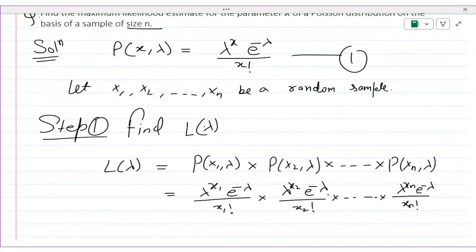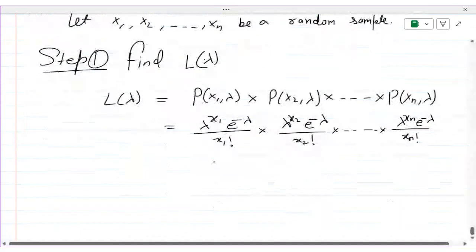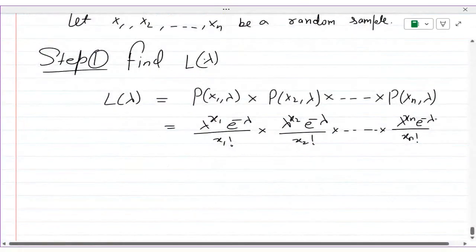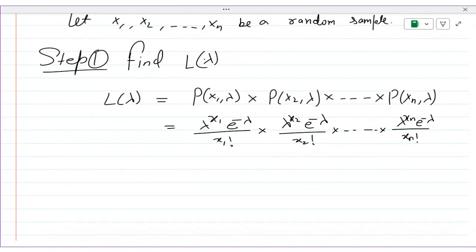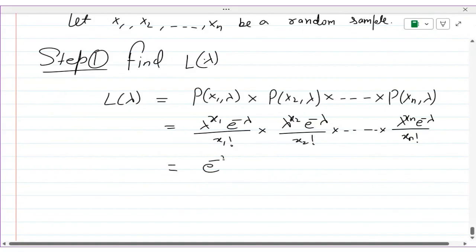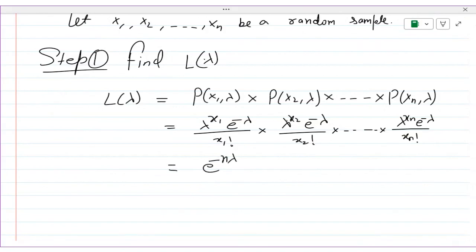Okay, so e power lambda, e power lambda, e power lambda. How many times? N times. So you have e power lambda, e power lambda, and this term is getting multiplied n times. So you can write this as e power minus n lambda. Because e power minus lambda, e power minus lambda, if you multiply, powers get added, right?